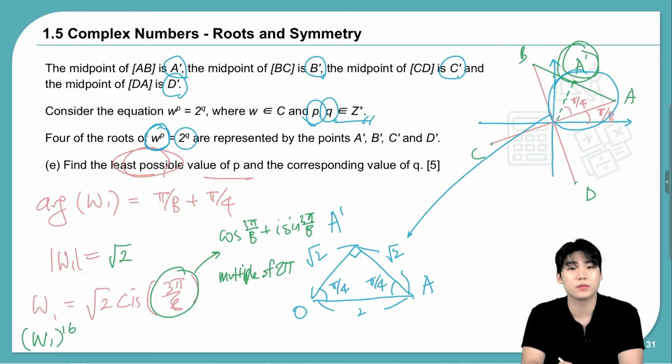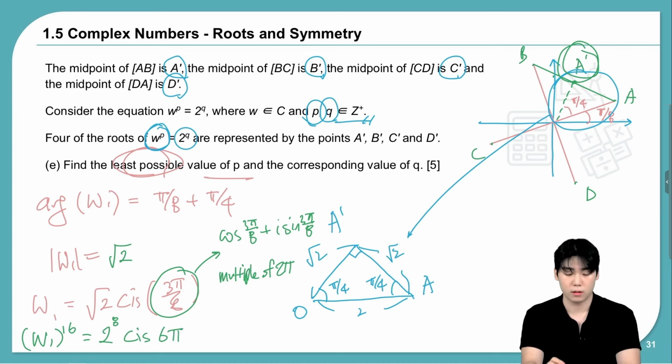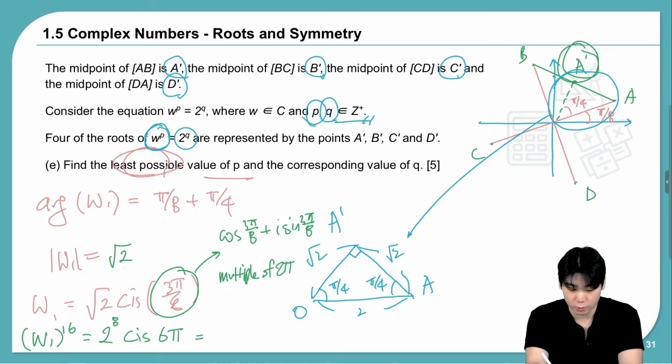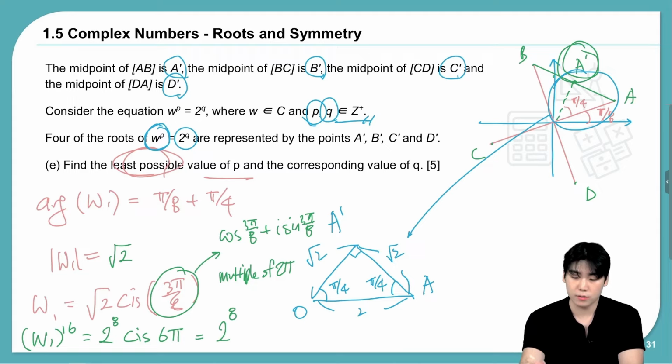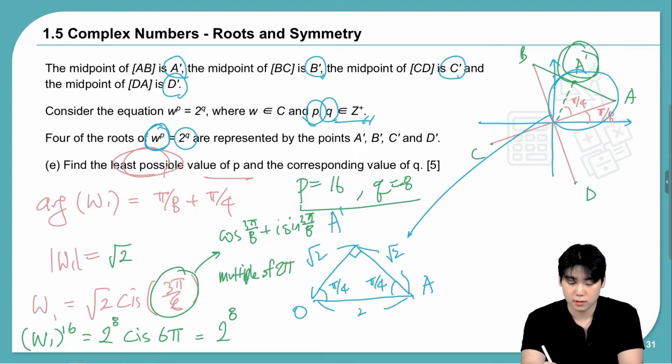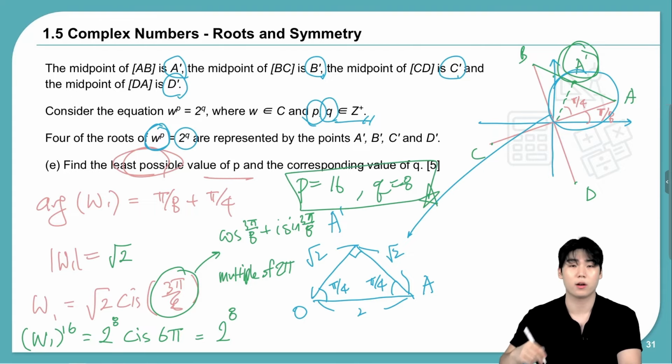If we raise to the power of 16, by the DMT, de Moivre's theorem, it would be 2 to the power of 8 cis 6 pi. What's cis 6 pi? Well, we can just express this, then it will be 2 to the power of 8. And hence, our values of P and Q are, P is 16, while Q is equal to 8. That's how we show our answers.